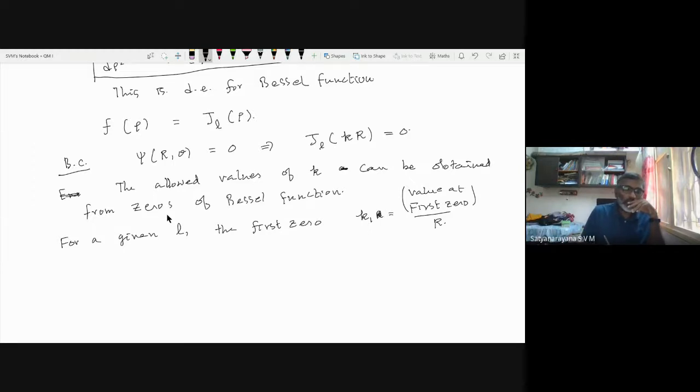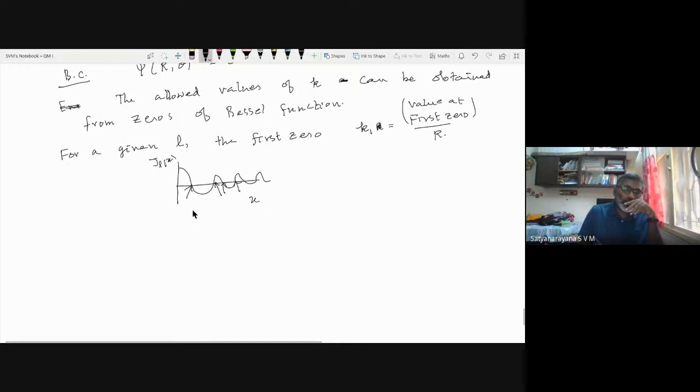So the Bessel function will have some structure like this, right? If you have X versus JL of X, it will have a shape like this, depending on whether L is even or odd. This is the first zero, this is the second zero, the third zero, the fourth zero, like that. You find these zeros, and they give you the allowed values of K for a given L. So the energy eigenvalues will depend on these zeros.